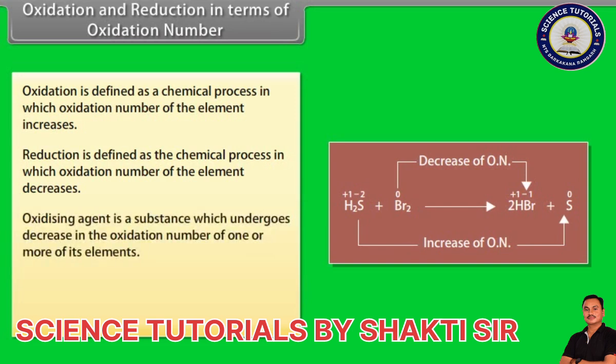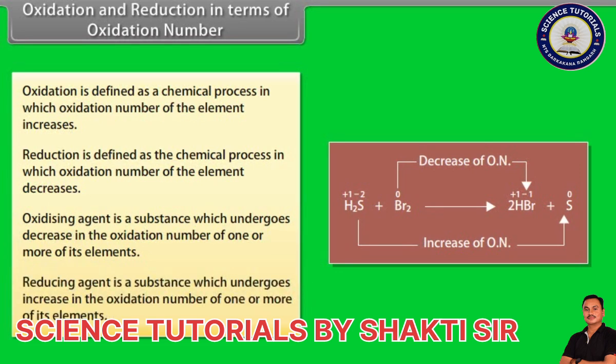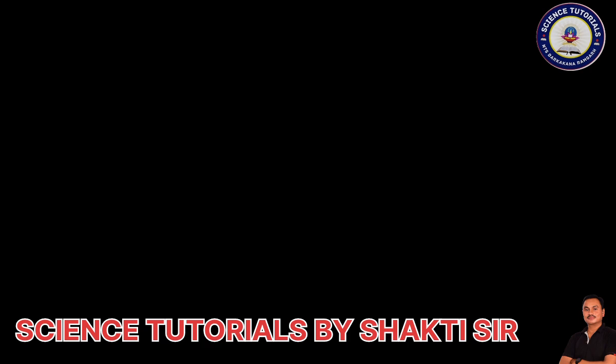An oxidizing agent is a substance which undergoes a decrease in the oxidation number of one or more of its elements. A reducing agent is a substance which undergoes an increase in the oxidation number of one or more of its elements. In this example, H2S is a reducing agent while Br2 is the oxidizing agent.